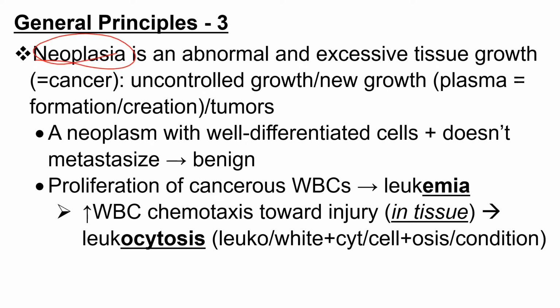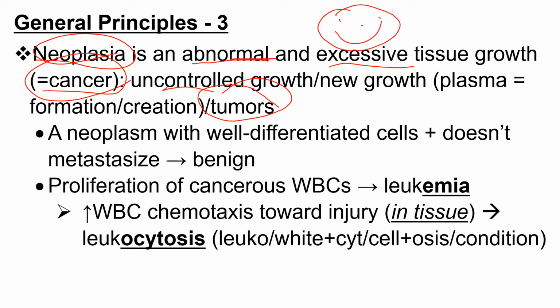Neoplasia is something that you need to know. It's an abnormal and excessive tissue growth. We also know it as cancer. This tissue growth is obviously uncontrolled, and tumors may be localized or spread. Neoplasia may have different presentations. Sometimes cells in neoplasia look like they should. Sometimes you can barely understand what that cell looks like. It could be pretty much anything.